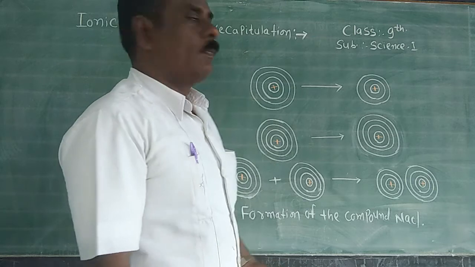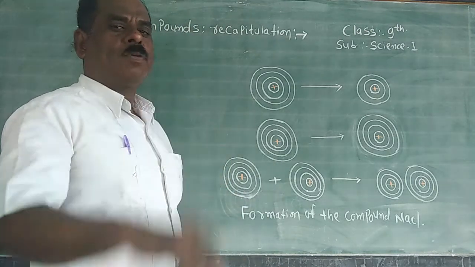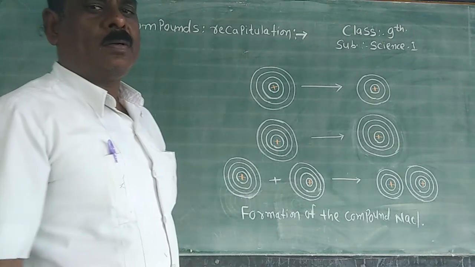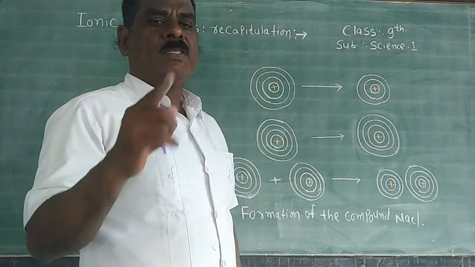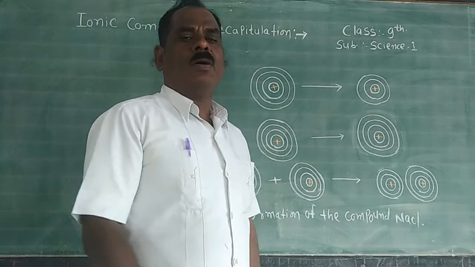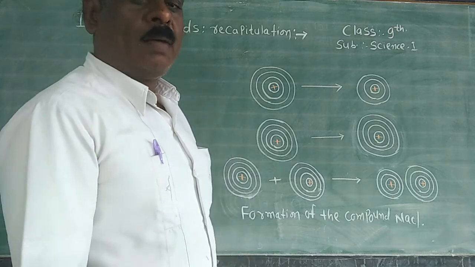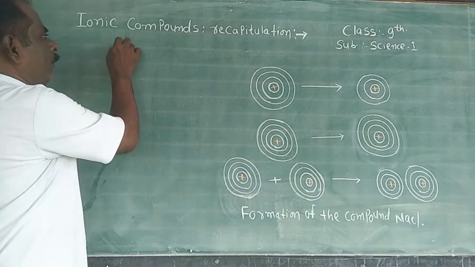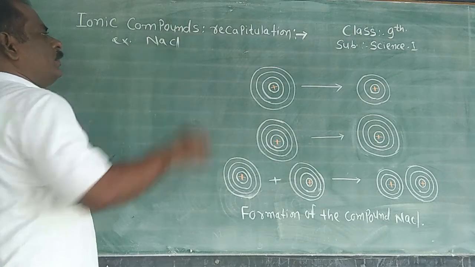You know that ionic compounds contain two types of ion. First is the positively charged ion, called cation or basic radical, and second is the negatively charged ion, called anion or acidic radical. The best example of an ionic compound is sodium chloride.